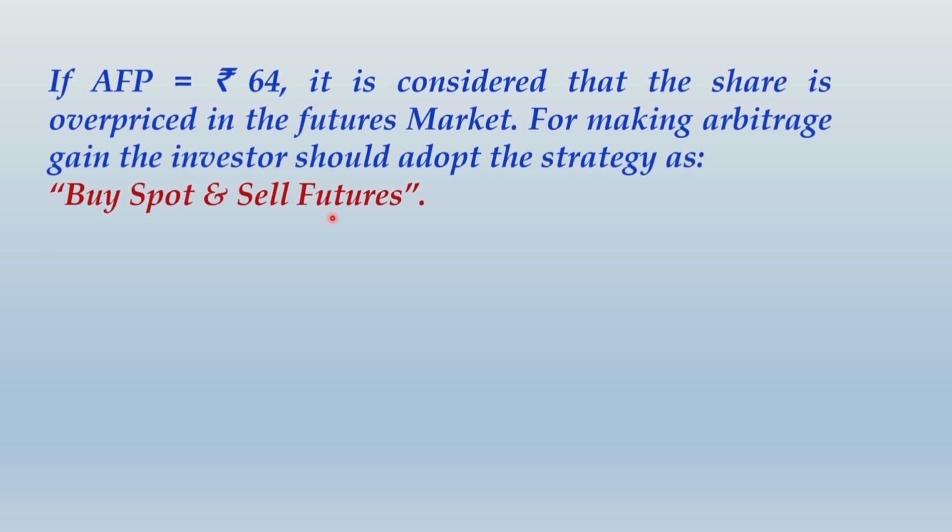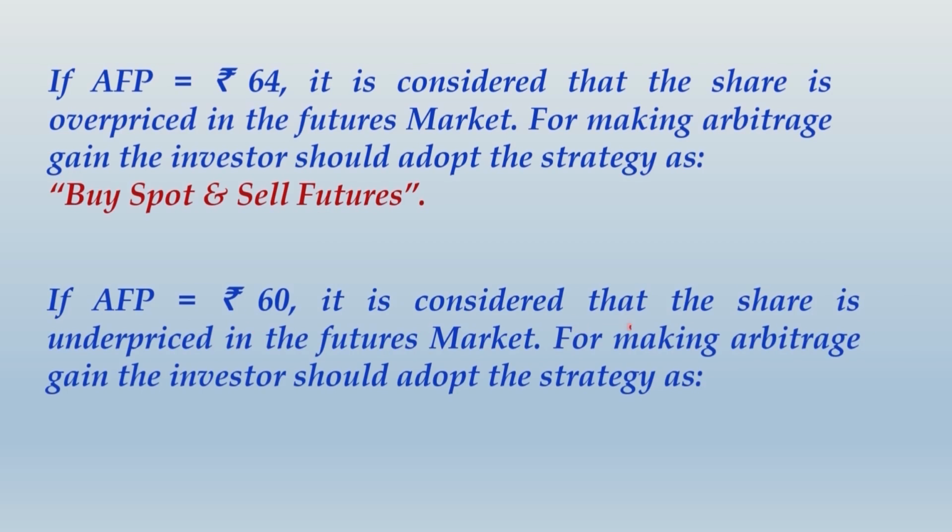The next thing given to you is what will happen if actual futures price is 60. So if AFP equals rupees 60, it is considered that the share is underpriced in the futures market. For making arbitrage gain, the investor should adopt the strategy as sell spot and buy futures. Being underpriced in the futures market, you should tend to buy in the futures market, and taking a counter position in the spot market, you should plan to sell spot. So your arbitrage strategy in the latter part will be sell spot and buy futures. Alright friends, let us move ahead to the next situation.